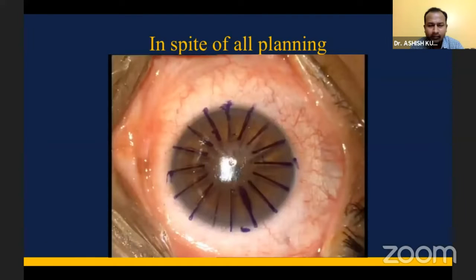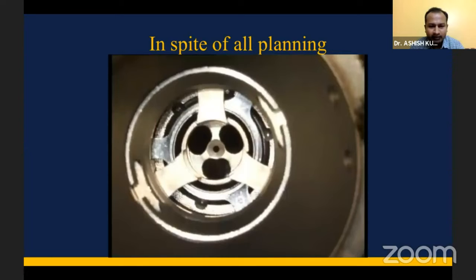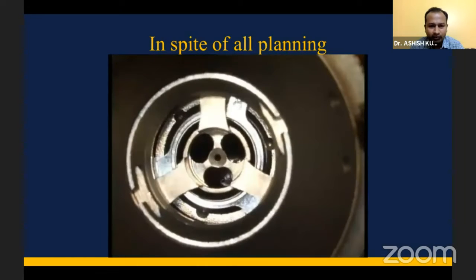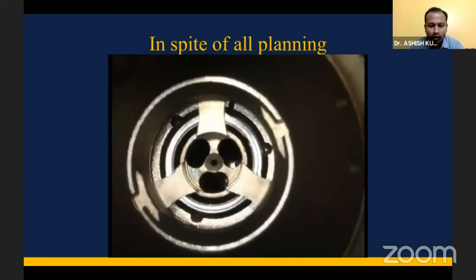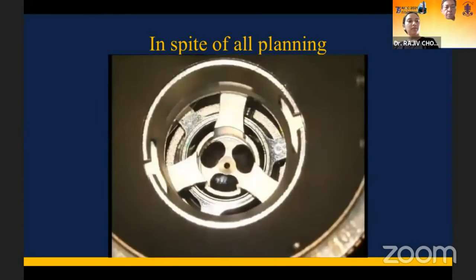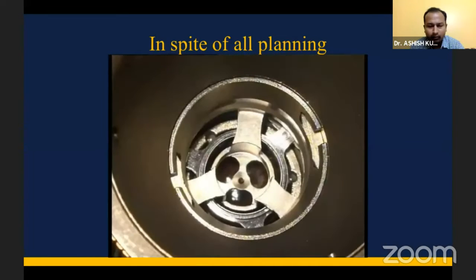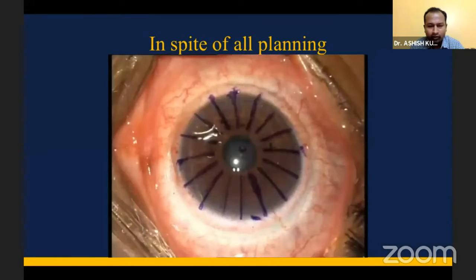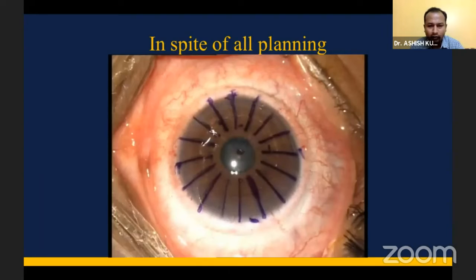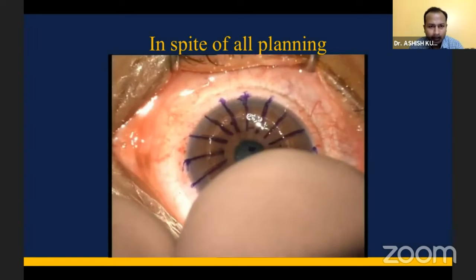In spite of all the things which can go wrong, which you don't expect, this is the Hanna's Moria trephining system, and you are putting it on the cornea. Always do not take the full vacuum, take only half vacuum, and then start. And then there you go. You see the perforation. Now, probably the cornea was thick here or was not planned properly, and this case will convert to PK.